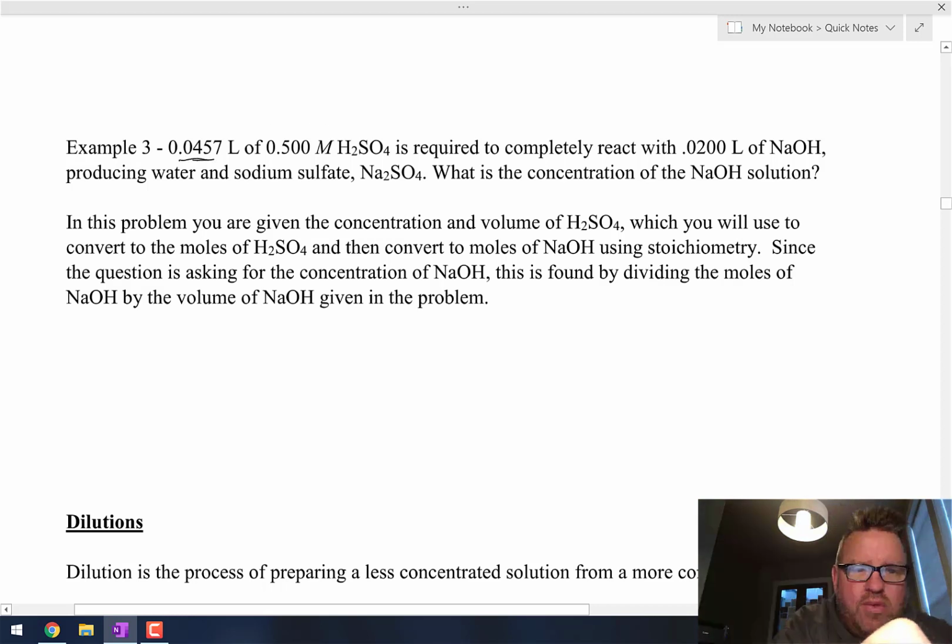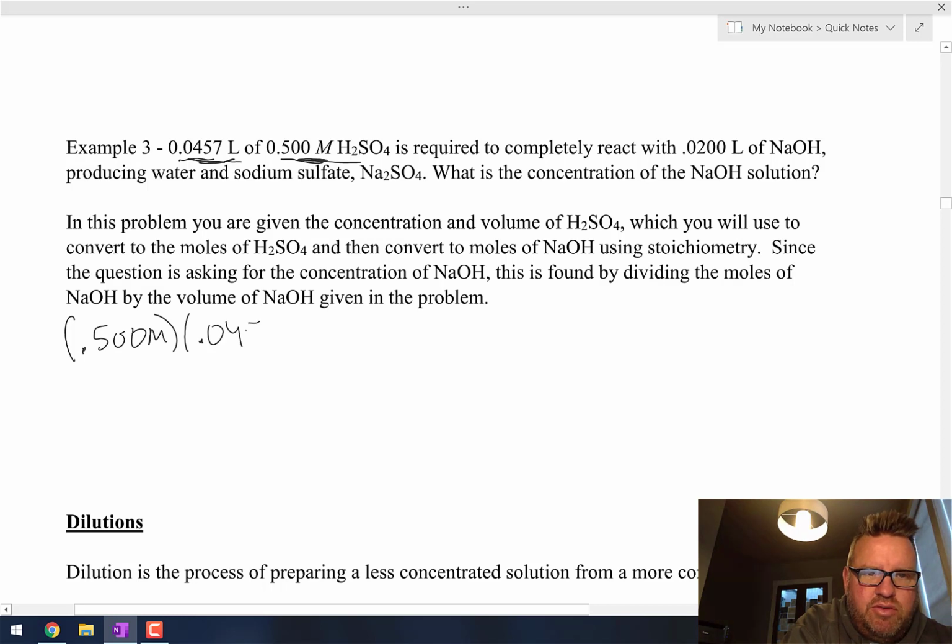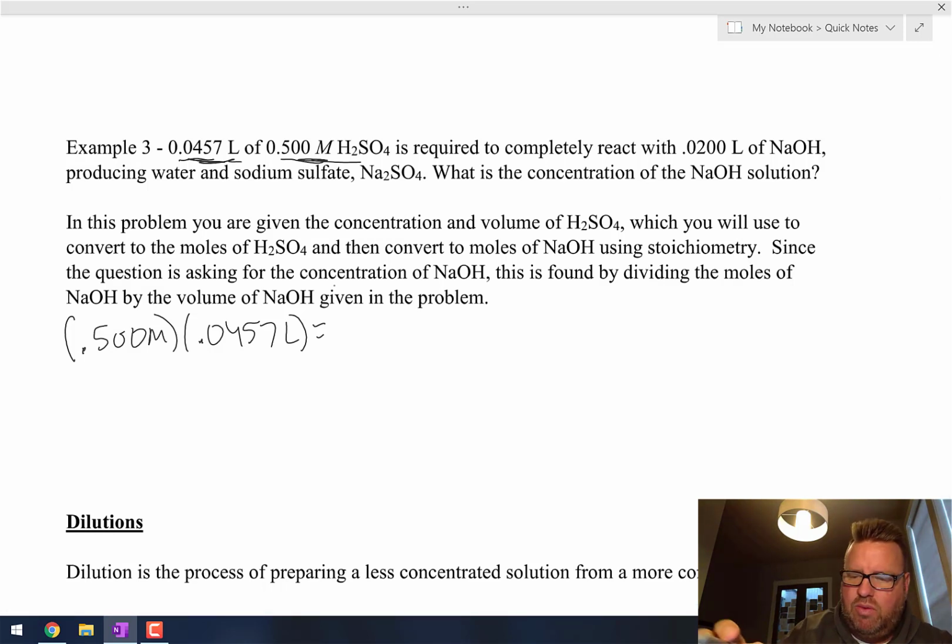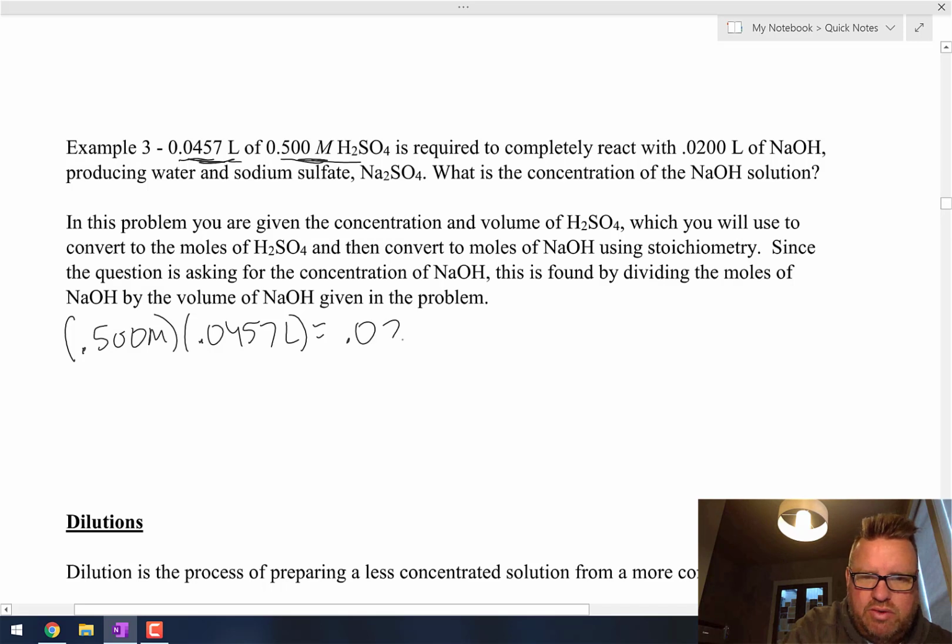Okay, example number 3. This one's a little bit trickier, but again, nothing more than what we've already learned. Notice right away we've got the volume and we've got the concentration of H2SO4. So what am I always going to do? Anytime they give me the volume and the concentration, I'm going to get moles. Okay, so 0.500 times 0.0457 liters. So 0.5 times 0.0457 equals 0.0229 moles of what?